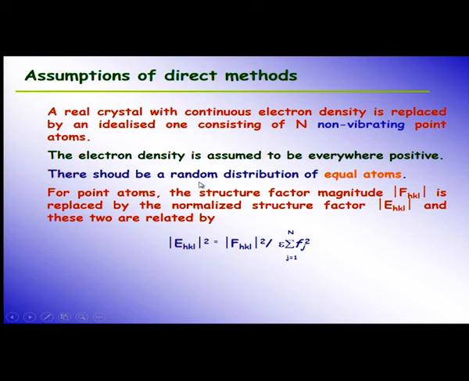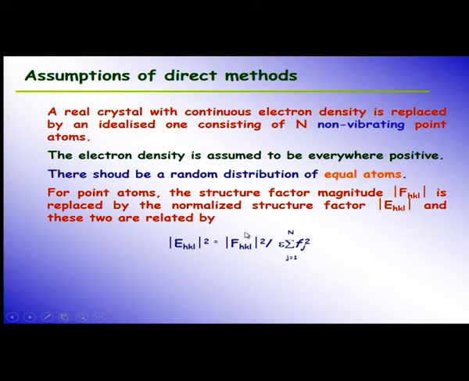And the electron density is assumed to be everywhere positive. Again, for easier simplification, there should be a random distribution of equal atoms. For point atoms, this structure factor mod F HKL cannot be used, because mod F HKL corresponds to spherical atoms, and the structure factor amplitude corresponding to point atoms is modulus E HKL. This is known as the normalized structure factor amplitude. Whenever you put a modulus symbol, it is called amplitude.